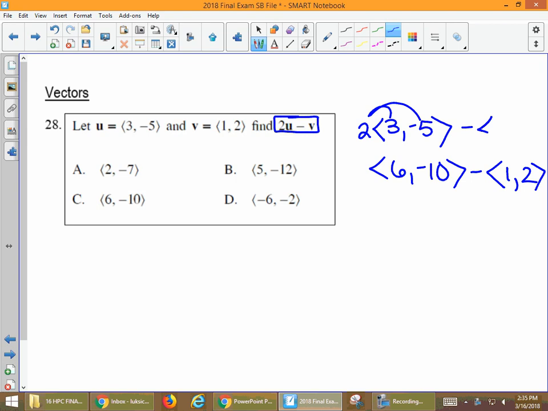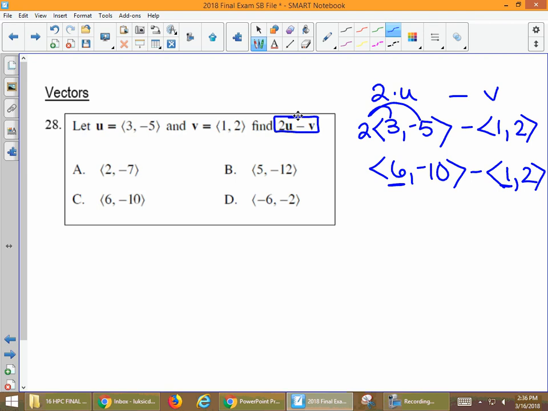So we could knock off the beginning, 2u. And when we're subtracting vectors, we just subtract the like components. So our horizontal components are 6 and 1. 6 minus 1 is 5. And negative 10 and 2 are the vertical components. Negative 10 minus 2 is negative 12. So that's what you're looking for there.